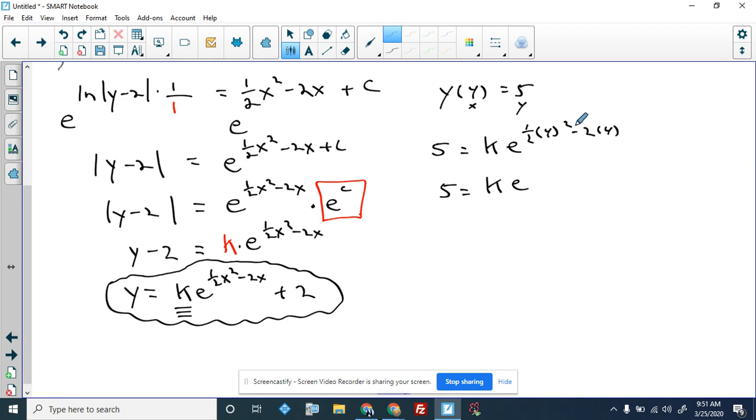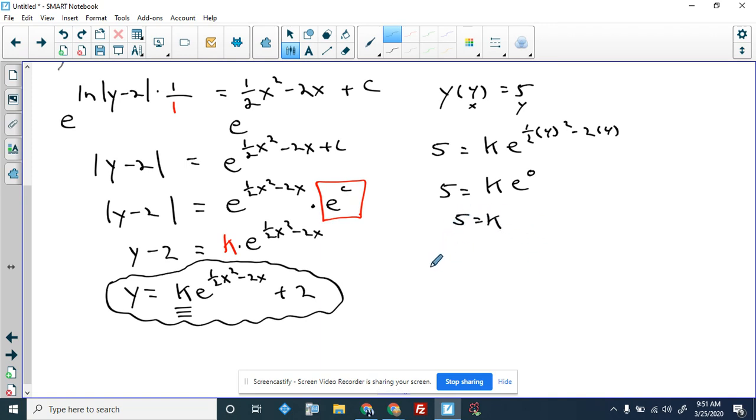So 4 squared is 16, right? Divided by 2 is 8. So that's 8 minus 8. So that works out fantabulously. All right, so e to the 0 is just 1. So howdy doody time, k equals 5.